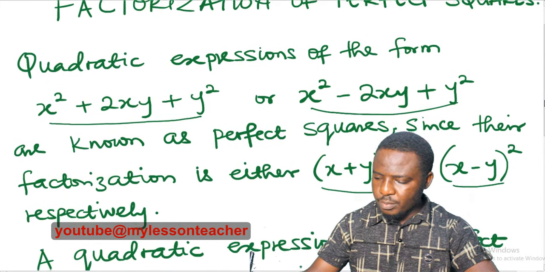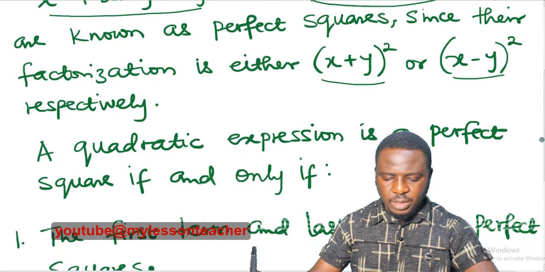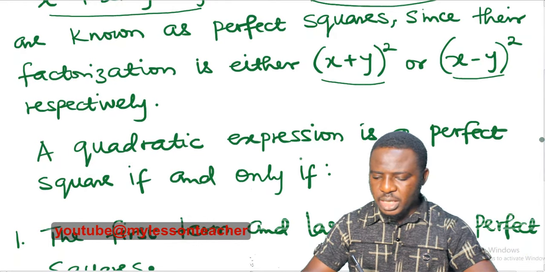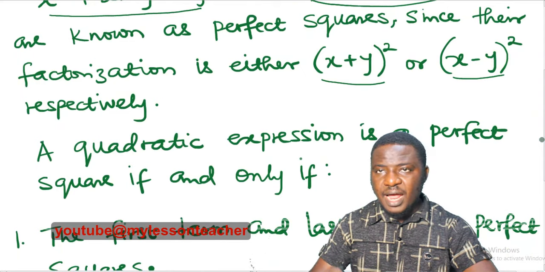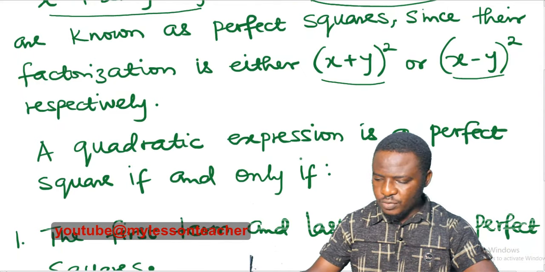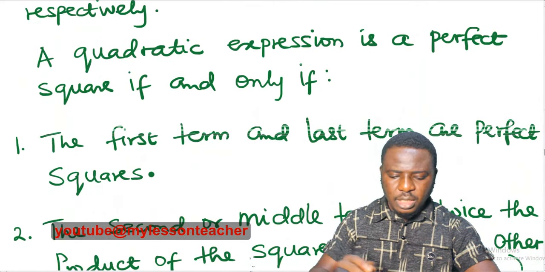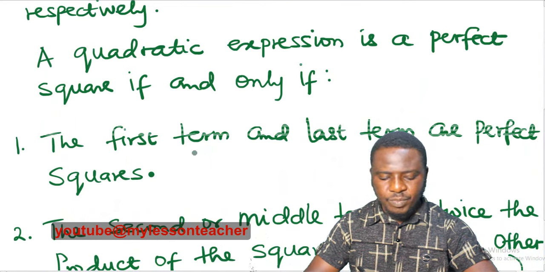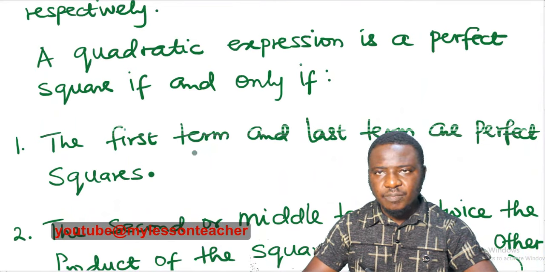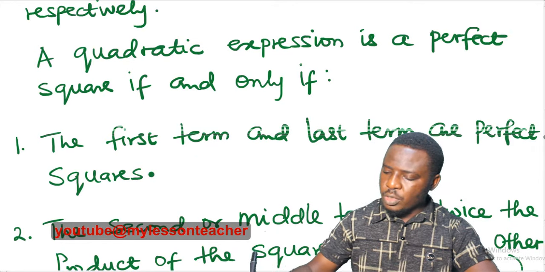Now, we said a quadratic expression is a perfect square if and only if, please take note of this, if and only if, take note of these two conditions. 1, that the first term and last term are perfect squares. That is, the first term and the last term of the quadratic expression is a perfect square.